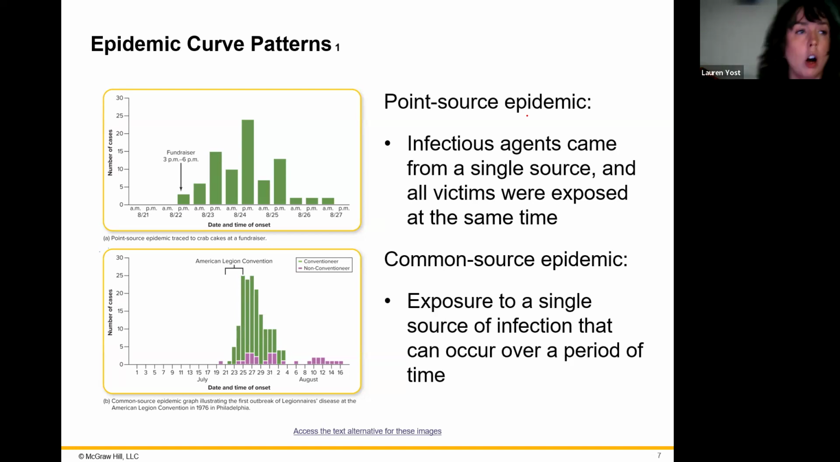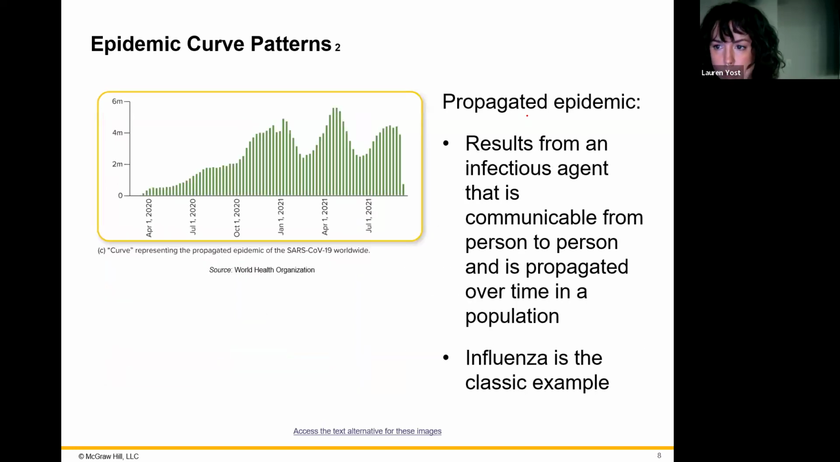So common source epidemic, you have a single source where it's all coming from, but maybe it occurs over a period of time. So that is exactly like what we talked about with the water pumps for cholera with John Snow, right? People were going to those water pumps over days, but it was all that water pump that was causing everything. So that's a common source epidemic. It's over time, whereas point source is one source of the infection and one time exposure.